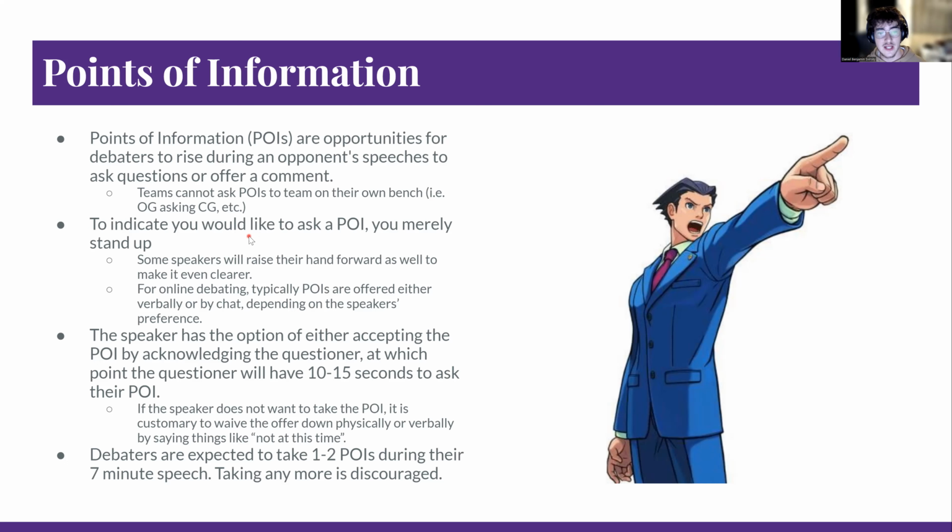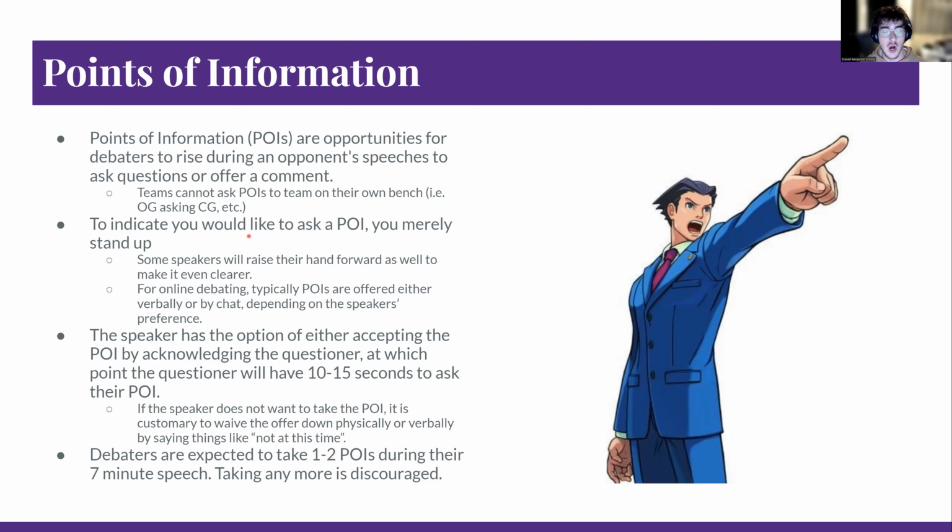To indicate you would like to ask a POI, you merely stand up, and some speakers will raise their hand forward as well to make it even clearer. For online debating, typically POIs are offered either verbally or by chat depending on the speaker's preference, which they'll indicate at the top of their speech. The speaker has the option of either accepting the POI by acknowledging the questioner, at which point the questioner will have 10 to 15 seconds to ask their point of information.